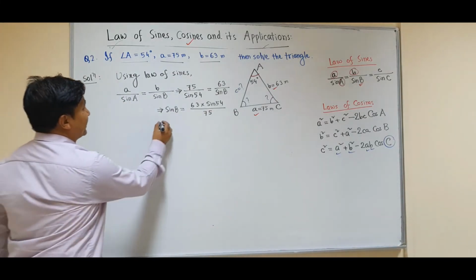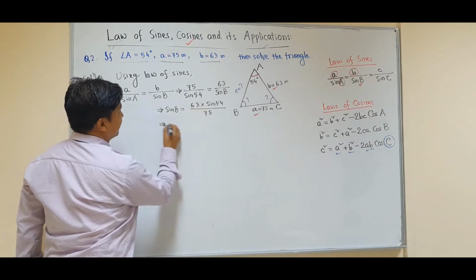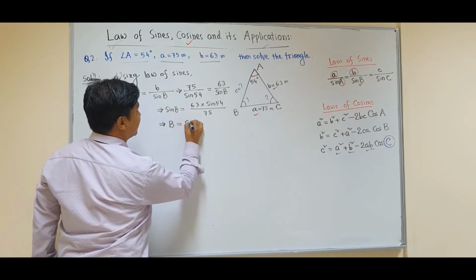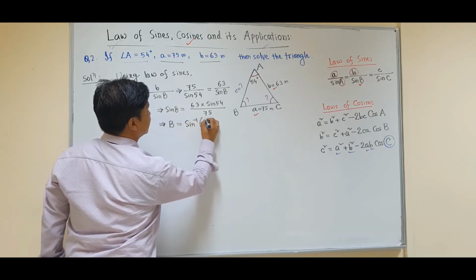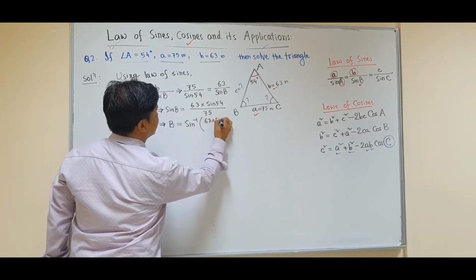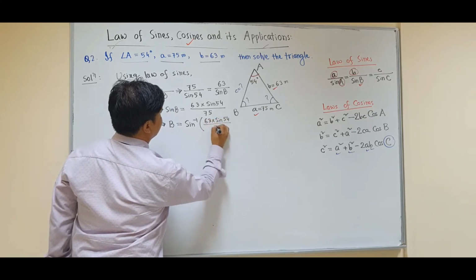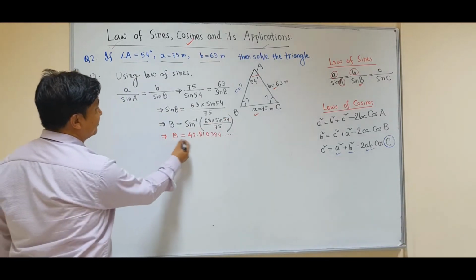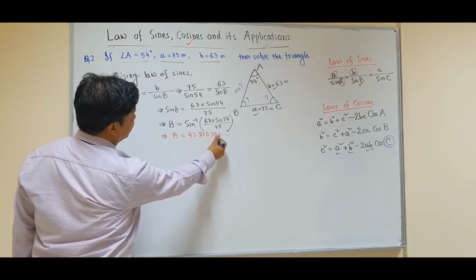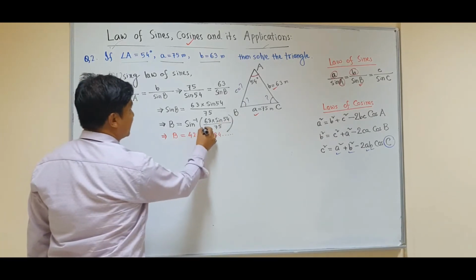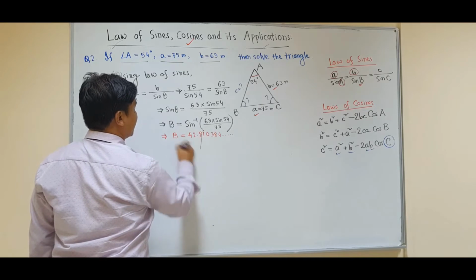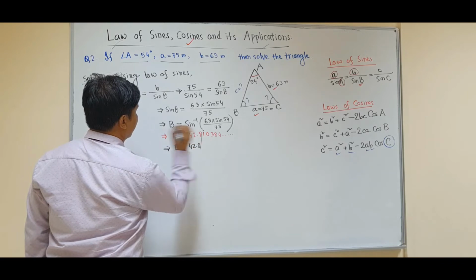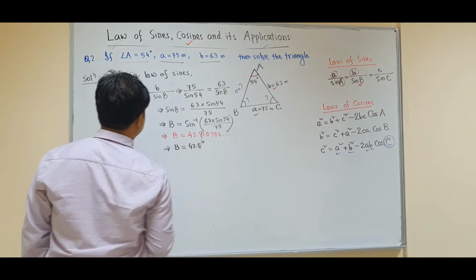So after using calculator, you can find out this value, and later on you can find sine inverse of 63 multiplied by sine 54 by 75, this value. After using the calculator, we find B equal to 42.810384 and so on. So I can round it off here, and this will give you B equals 42.8. So that is of course in degree.